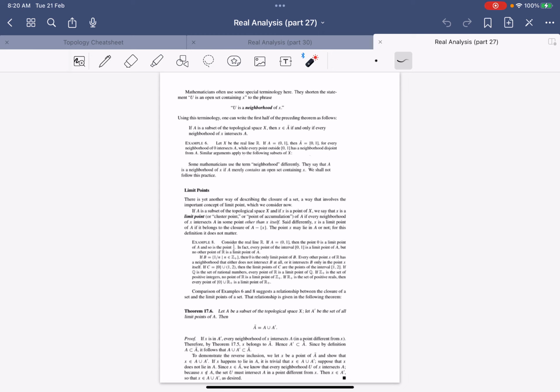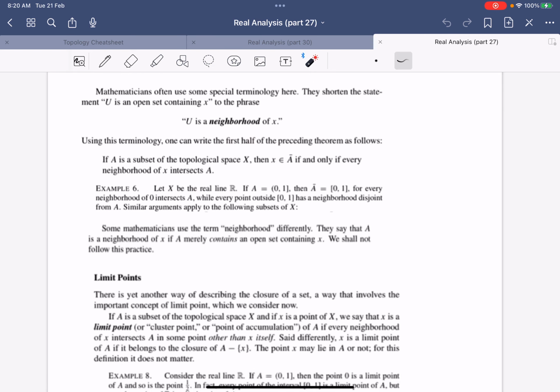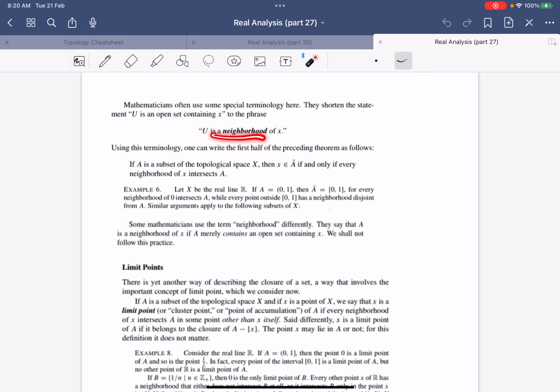So, in the previous video, I defined that X is in the closure, if and only if, for every open set containing X, it intersects the set A. And what does it mean to be an open set containing X? Well, we will rename it and call it a neighborhood.